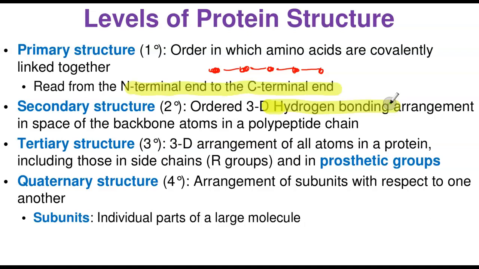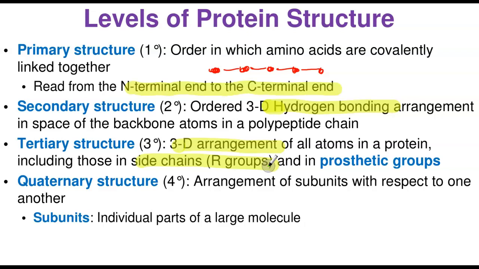However, by the time we get to the tertiary structure, we now begin to see that the tertiary structure is the three-dimensional arrangement based on the side chains. The side chains will be like, remember when we talked about the different amino acids, we classify them based on their side chain.